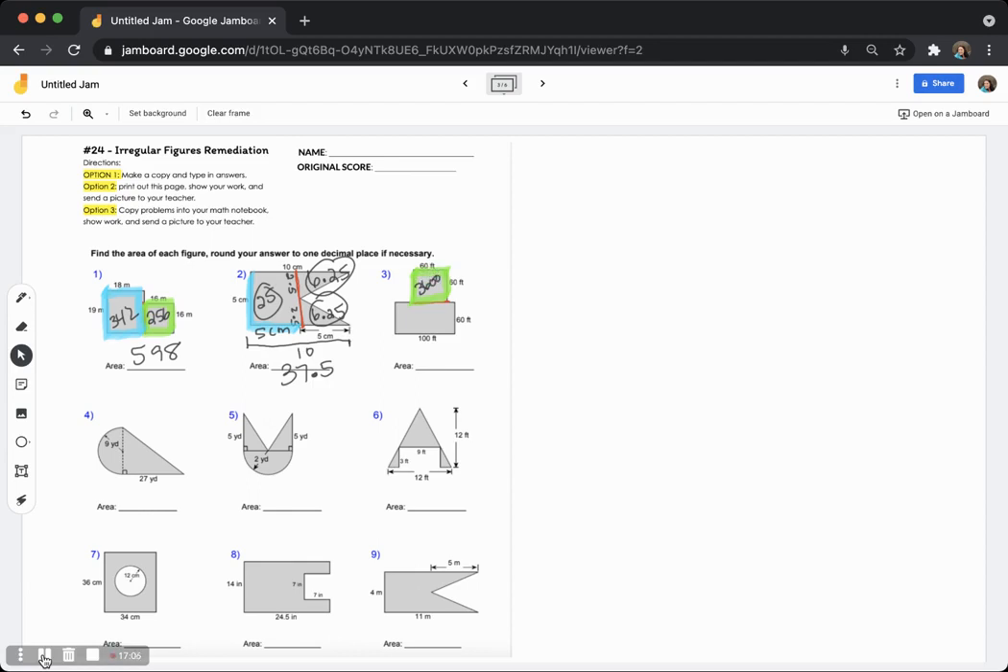Then at the bottom, we have a 60 by 100 rectangle. That's going to give us an area of 6,000. And then I'm going to add those 2 up, and that's going to give me 9,600 for the area.